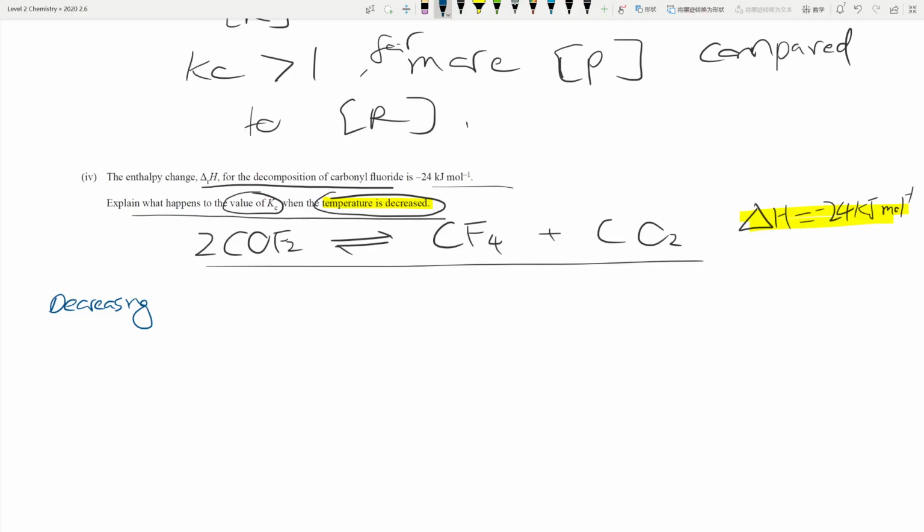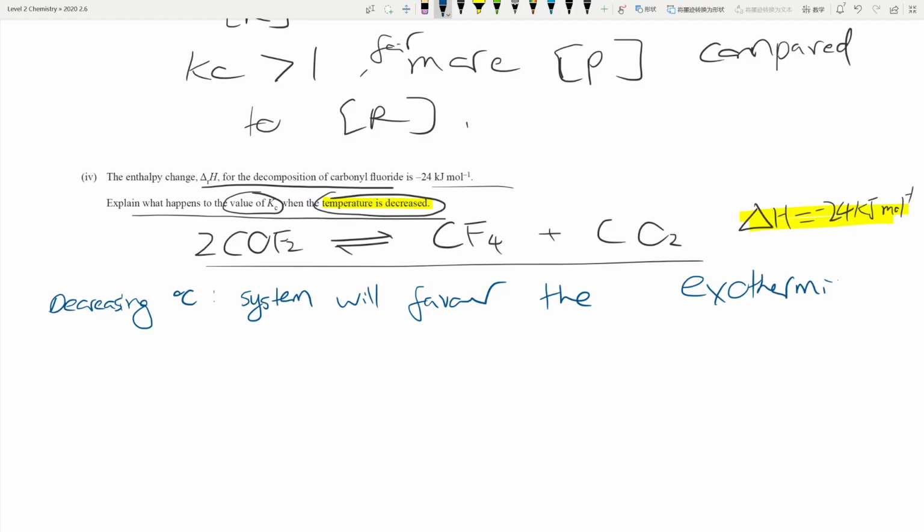If you decrease the temperature, that means the system is going to minimize that change. The system will favor the, if you're decreasing the temperature, if you're making the container colder, the solution wants to release some energy to replace some of the heat energy that has disappeared. The solution will favor the exothermic reaction.